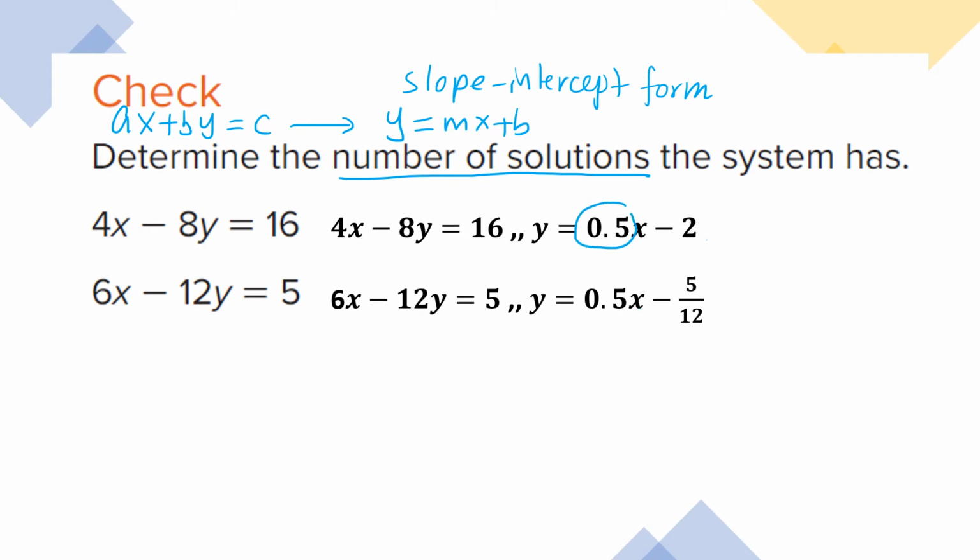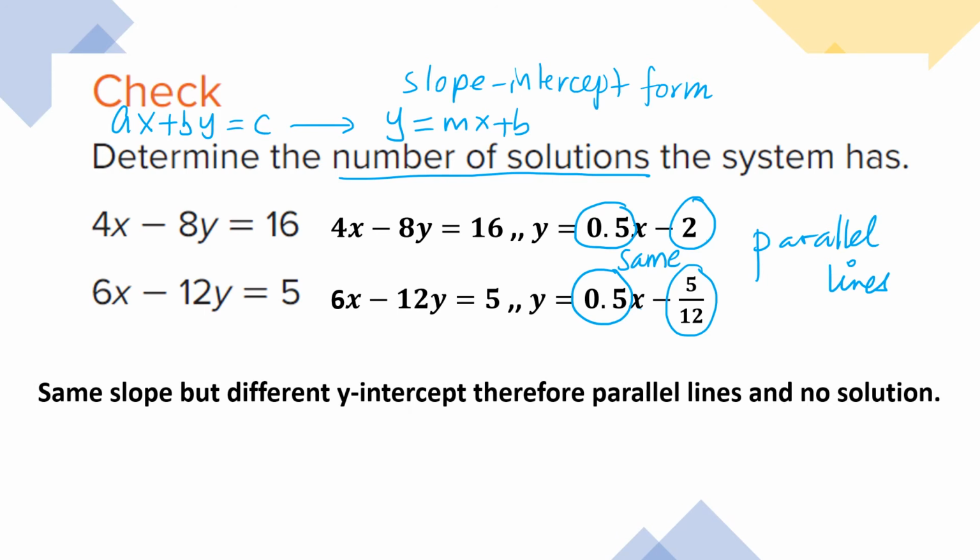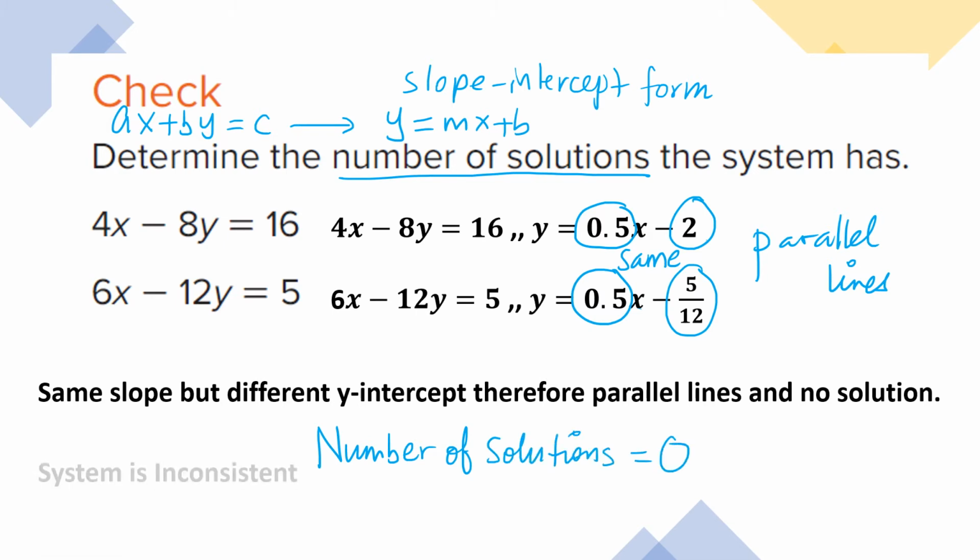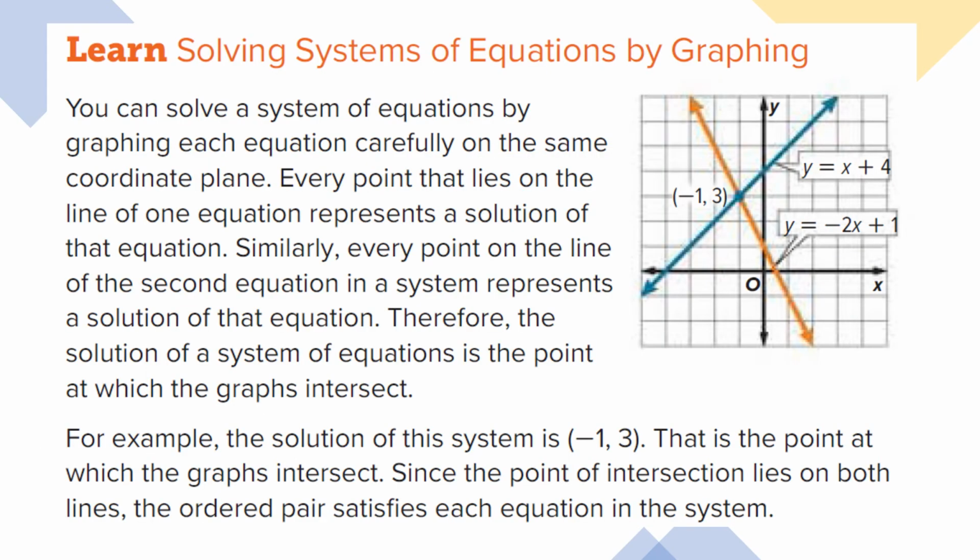So look at the slope. The slope is the same, but the value of the b-intercept is different. So these are going to be parallel lines, as the slope is the same but the value of b is different. If they are parallel lines, they don't meet at all, and therefore there is no solution. So the number of solutions would be 0 because it does not have any solution at all. The system is inconsistent.